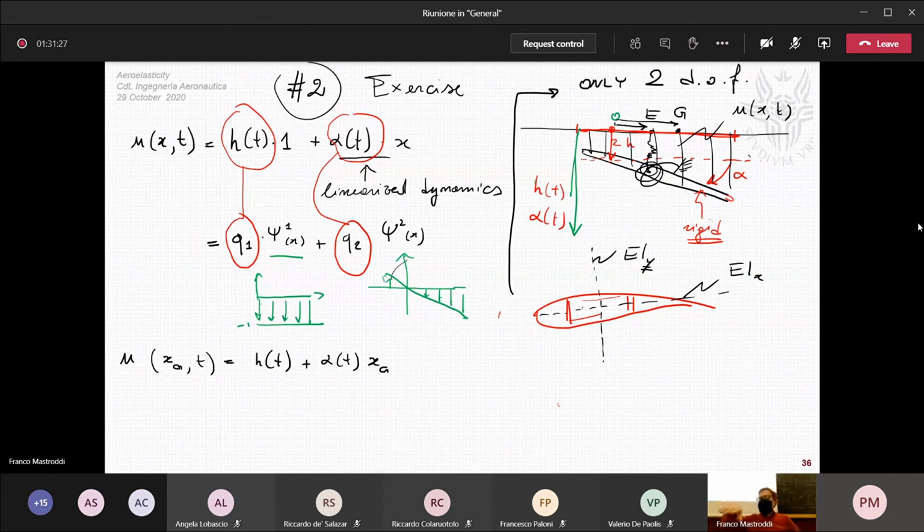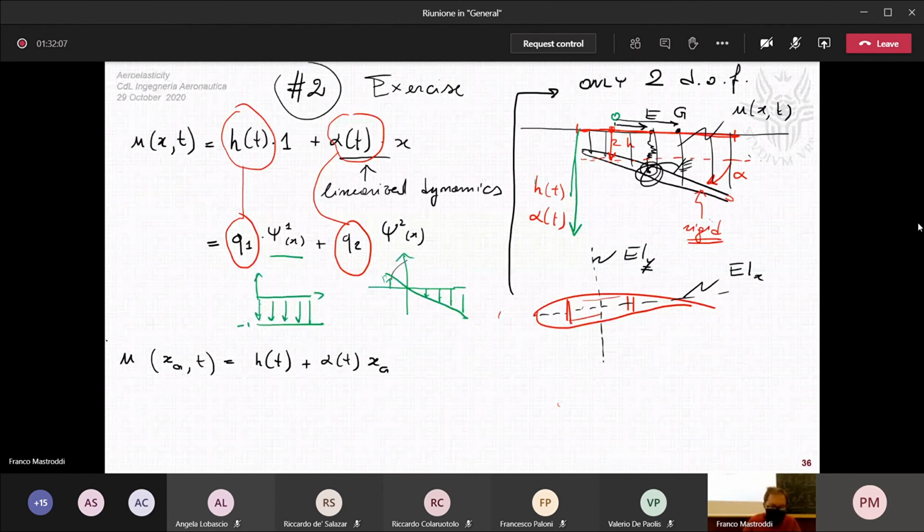Just to be sure, this elastic center is something similar to the shear center for a beam. What is the concept of shear center? It's a special point such that if you apply a vertical force at that point, the wing or the beam simply translates, but it does not rotate. If you push at the point E, the wing, considering the spring, will translate without rotating.